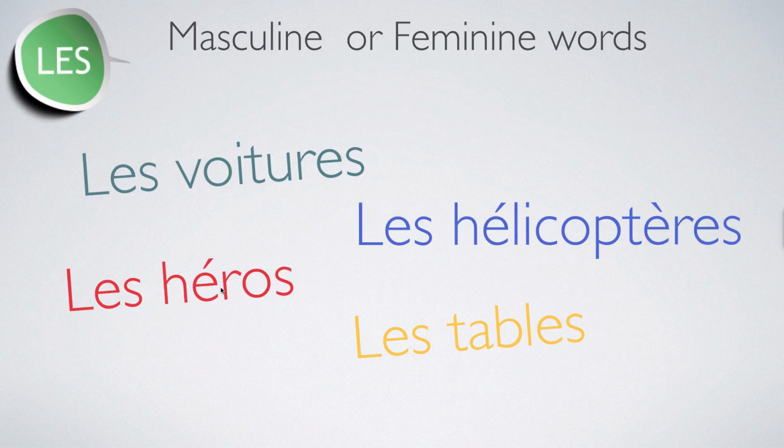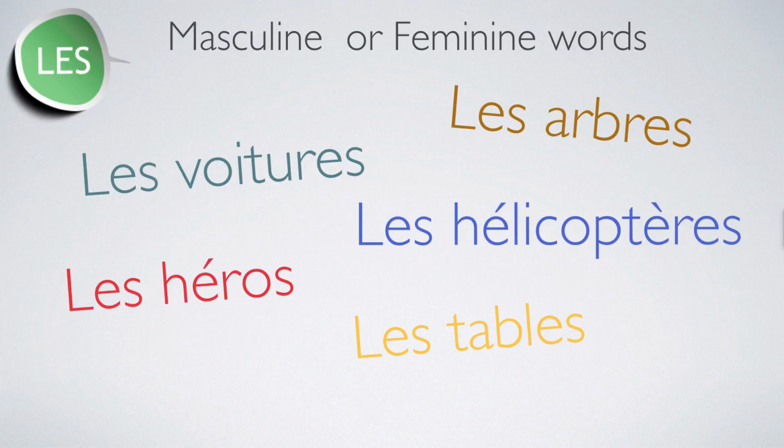Les tables, les arbres. Okay? So I think now you know how to use the definite articles in French.